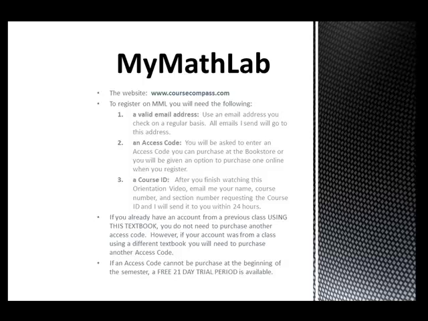An access code. You will be asked to enter an access code you can purchase at the bookstore, or you'll be given an option to purchase one online when you register. A course ID. After you finish watching this orientation video, email me your name, course number, and section number requesting the course ID, and I'll send it to you within 24 hours. If you already have an account from a previous class using this textbook, you do not need to purchase another access code. However, if your account was from a class using a different textbook, you will need to purchase another access code. If an access code cannot be purchased at the beginning of the semester, a free 21-day trial period is available.